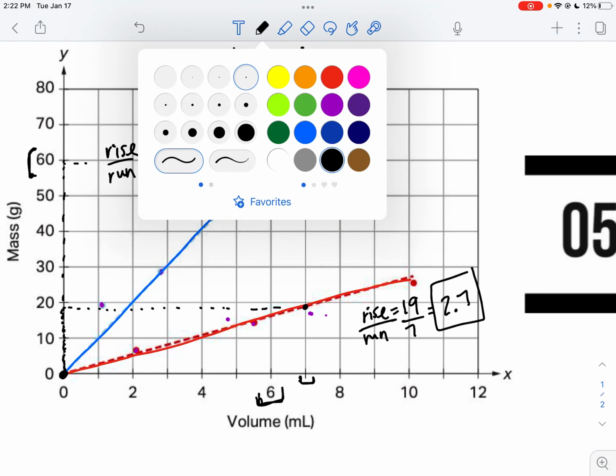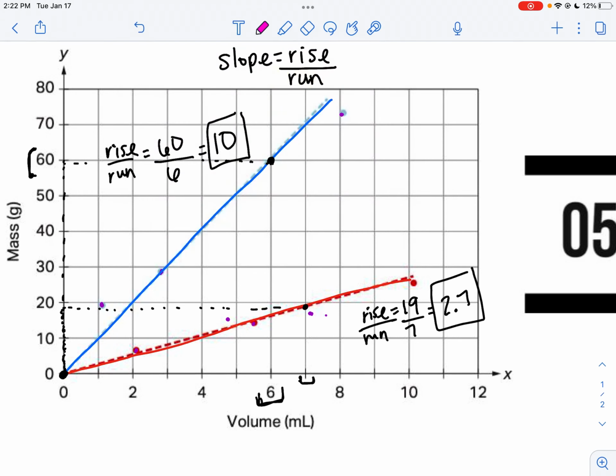Question number 4 is asking us, could we use the points plotted on our graph to make predictions about other samples? Oh, wait, I forgot to finish number 3. Number 3 asks us, what is the slope?